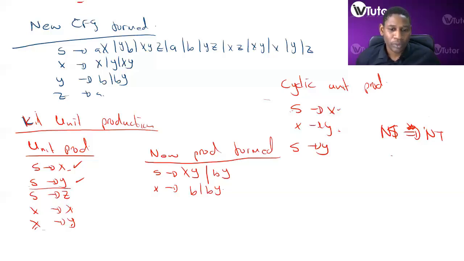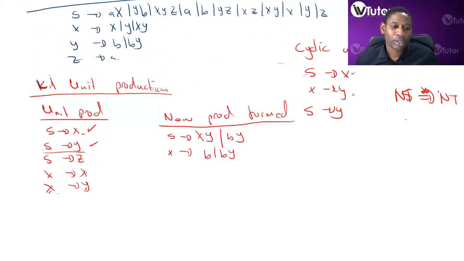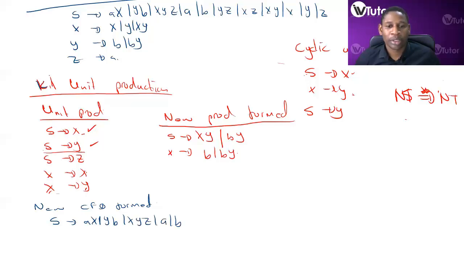Now, the new CFG formed, new CFG, we're going to have S goes to AX, Y, B, X, Y, Z, A, B, Y, Z, X, Z, X, Y. Then X, Y, and Z are going to replace by, so X, Y was already there. There was no need for us to put this. Just put B, Y.